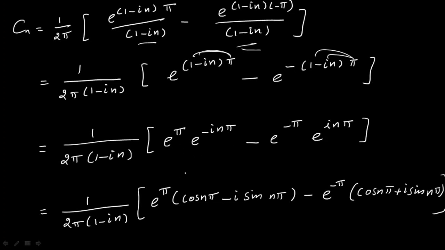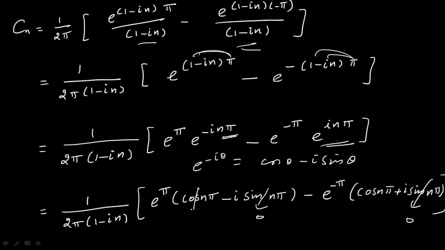So e power pi, you take it as it is, e power minus i theta. You know already, cos theta minus i sin theta. So instead of theta, here you have n pi. Likewise here you have to expand e power i n pi as cos n pi plus i sin n pi. You know the value of sin n pi. Sin n pi is 0, and the value of cos n pi is minus 1 whole power n.